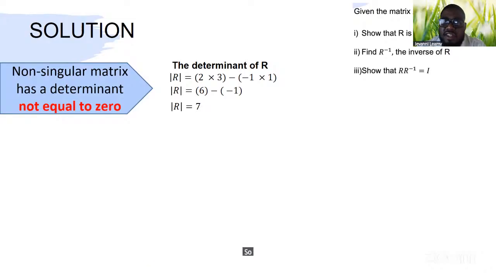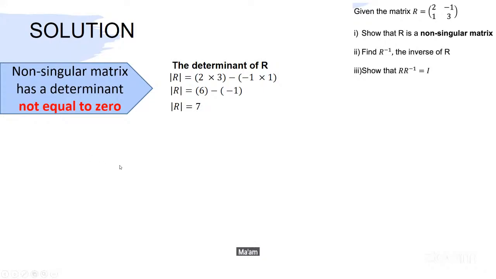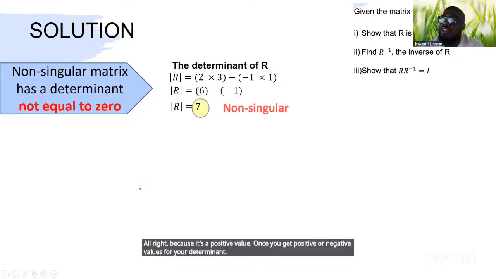So is 7 a non-singular matrix? The determinant of R gives you 7. Is that non-singular or is it singular? Which one is it? Non-singular. All right, because it's a positive value. Once you get positive or negative values for your determinant, it will always be non-singular.